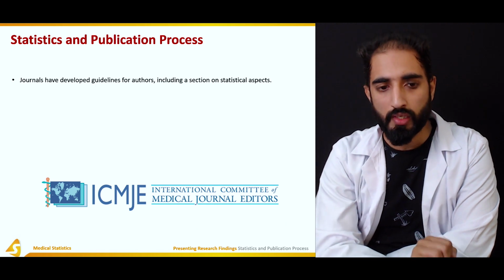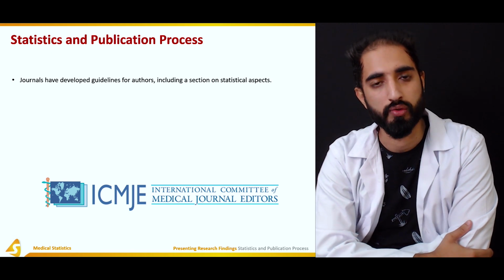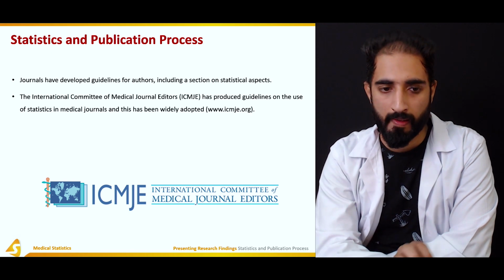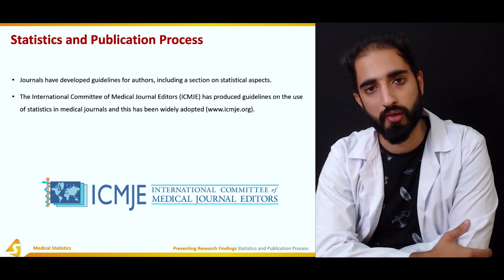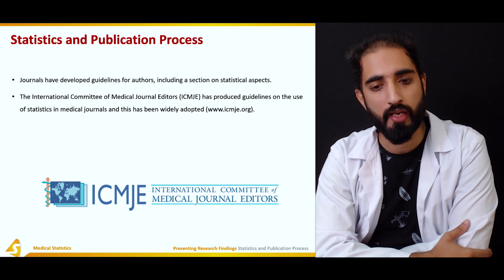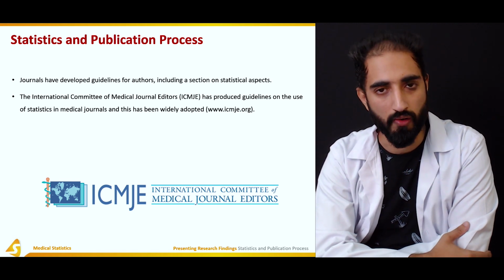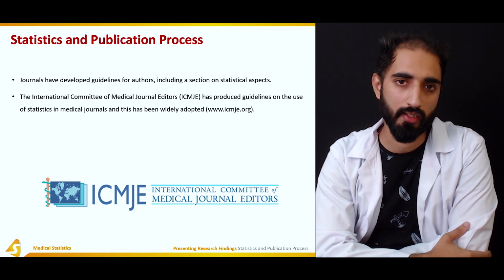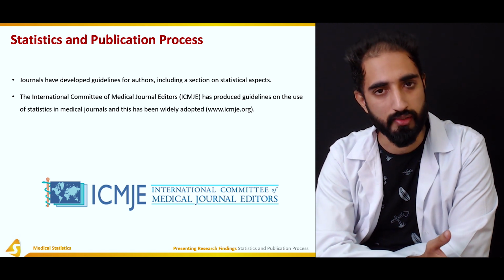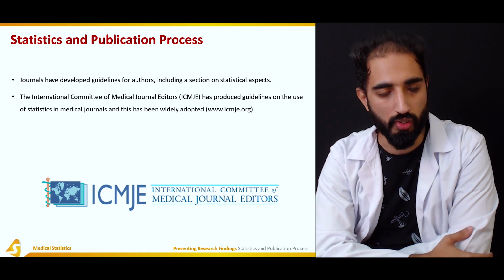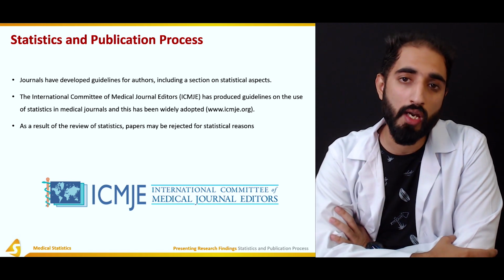Journals have developed guidelines for authors, including a section on statistical aspects, to make it easier to understand how to statistically design their manuscript. The International Committee of Medical Journal Editors, a group of editors worldwide of well-renowned journals, has produced guidelines on the use of statistics in medical journals. It has been widely adopted by journals as well as authors. You can get this document from the official website of the International Committee of Medical Journal Editors at www.icmje.org.